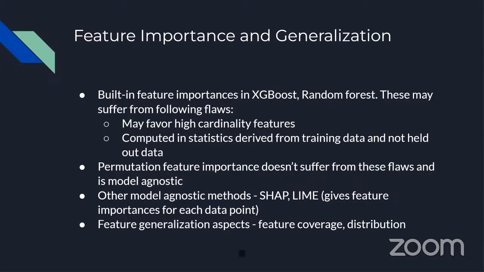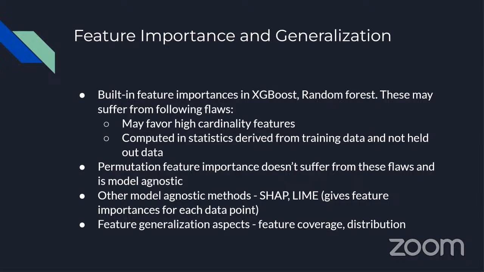Then there are other, more model-agnostic methods, like SHAP and LIME. One additional benefit you will get by using these methods is that you can get feature importance at a data point level, so it will add to interpretability. So let's say from the business perspective, the business is looking for why this data point was classified in a particular way. You can add to interpretability by looking at SHAP and LIME.